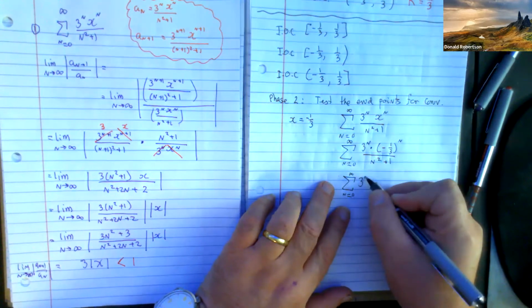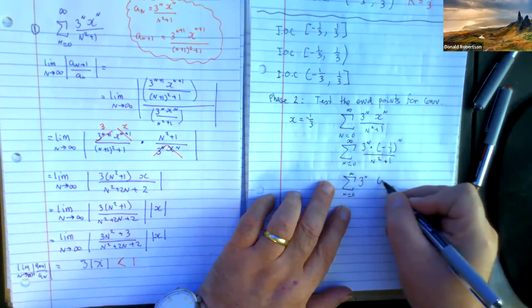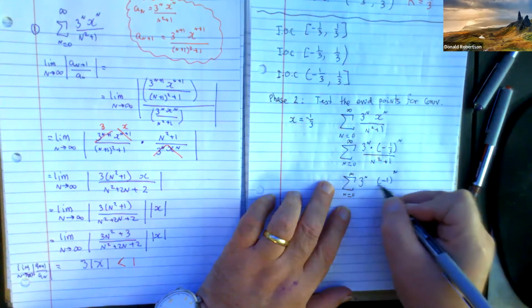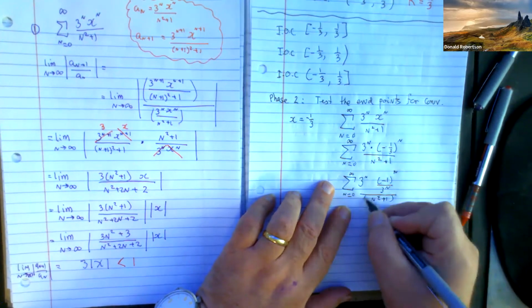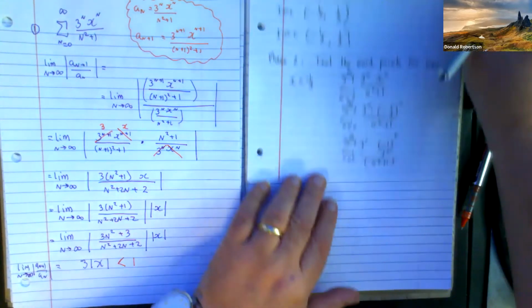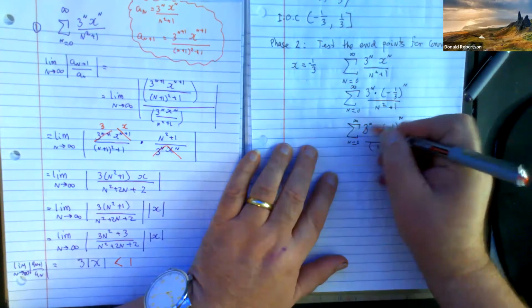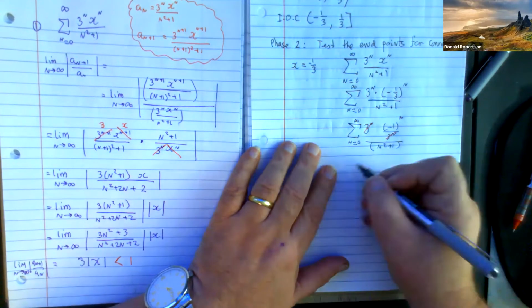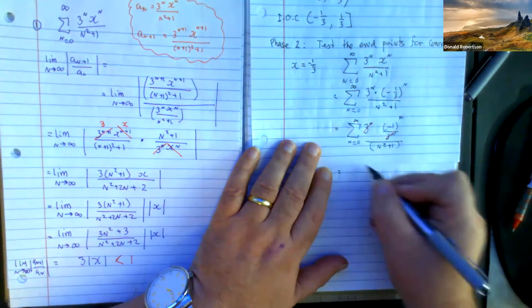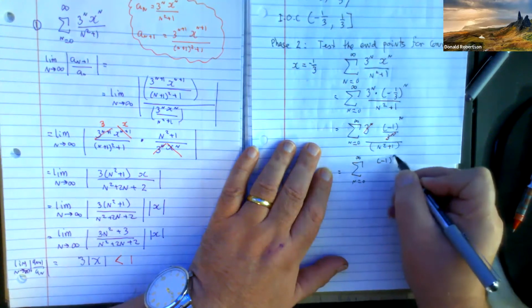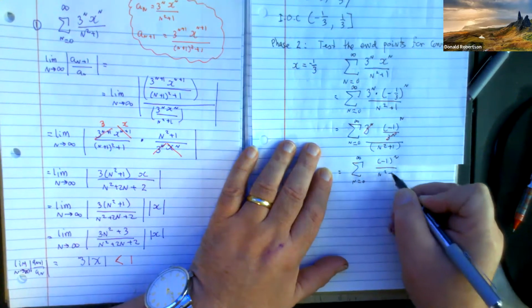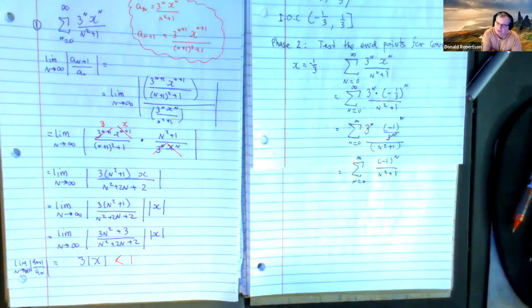So here's my next step. (-1/3)^n can be split into (-1)^n over 3^n, divided by n squared plus 1. I can now cancel these two, and we will be left with the sum from n equals 0 to infinity of (-1)^n over n squared plus 1. So when you're finished, you'll be left with a power series that we've been dealing with in the last 2 weeks.